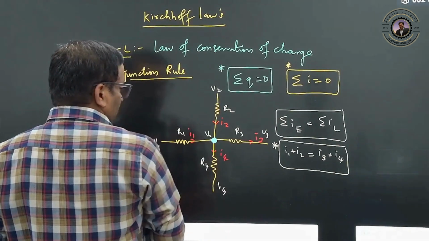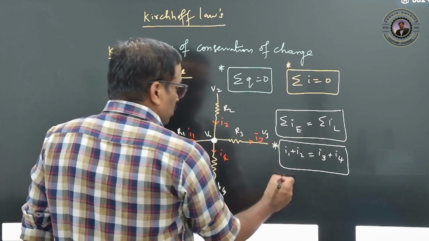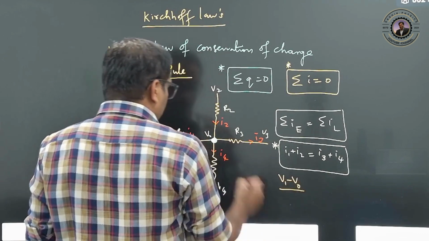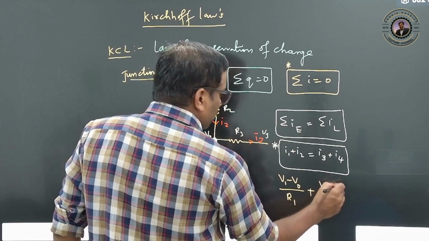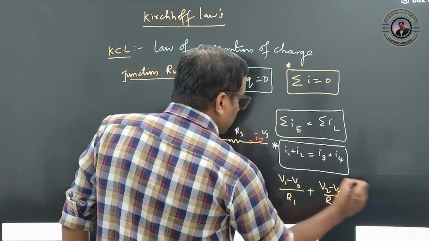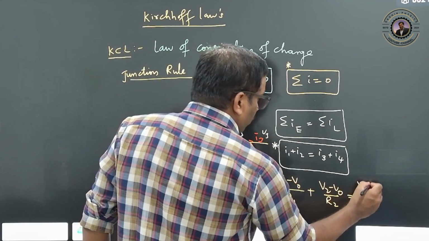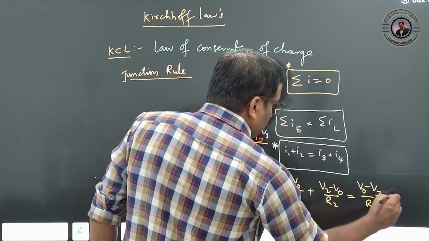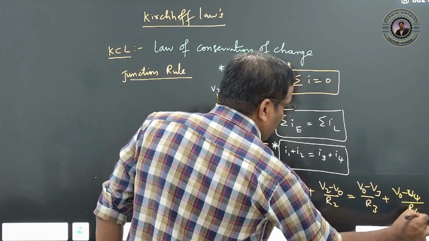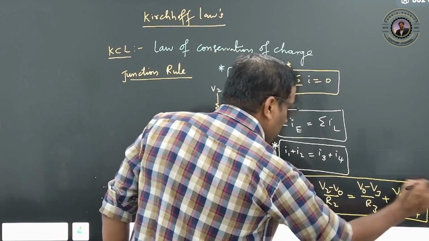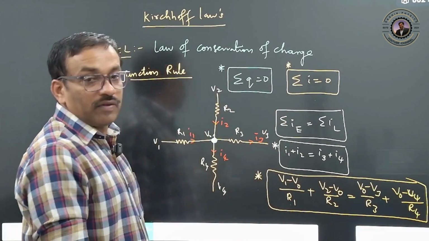Now I can rewrite it as: the currents which are entering, so entering means this is higher potential, this is lower potential. So (V1 - V0)/R1 + (V2 - V0)/R2 equals, going from here to here, this potential is higher, so (V0 - V3)/R3 + (V0 - V4)/R4. So this is the Kirchhoff current law we can apply now.